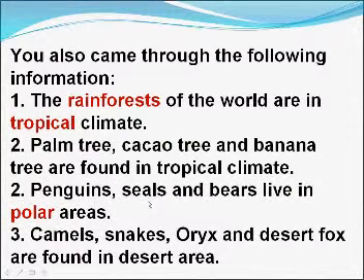Next, we know that penguins, seals, and bears live in polar areas. Polar areas are known to be very, very cold. Then, camels, snakes, oryx, and desert fox are found in desert areas. So, now we know about some trees, some animals, some sea animals that live in different areas of the world.